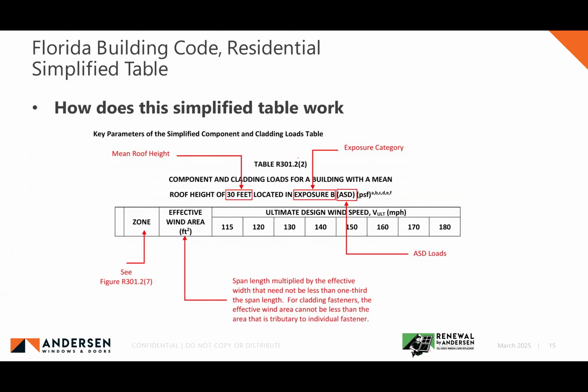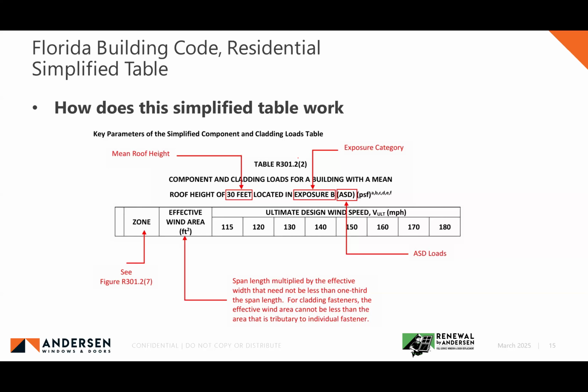Okay. So, as I mentioned here, this table is for a mean roof height of 30 feet, exposure category B. It tabulates loads for the two zones, zone 4 and zone 5, and effective wind areas of 10, 20, 50, and 100 square feet. Another key thing is that these loads are ASD loads. We pretty much do that with everything in the code, even though we're using strength design wind speeds. Most everybody is still using ASD loads in some form or fashion.